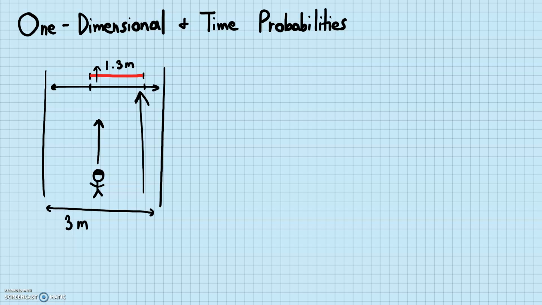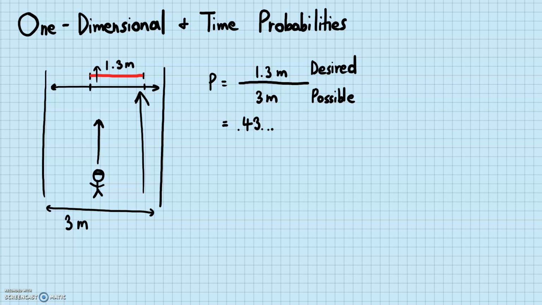right? So we want to know again, for any probability, it's the total possible outcome, and then on top would be the desired outcome. So the possible width that he can walk through is 3 meters in this case. This is the possible outcome. And the desired outcome, we want to find the probability that that man will walk through that line there. And that line is just 1.3 meters. So that would be our probability, 1.3 divided by 3. And that's going to give us 0.43 repeating. So the probability would be about 43%. There's about a 43% chance that this man is going to cross that line.